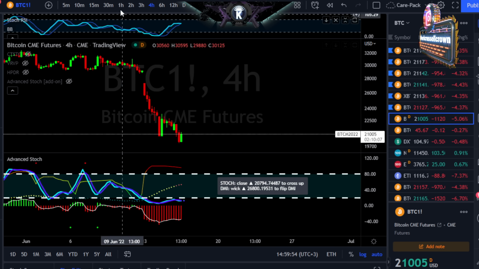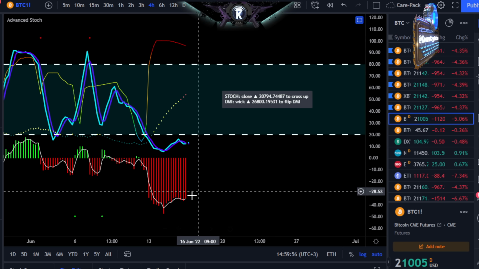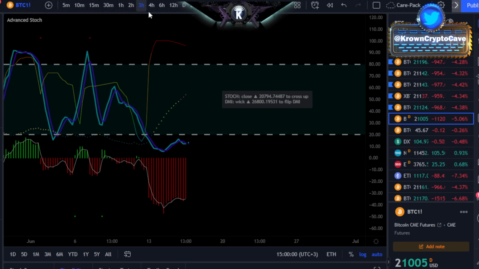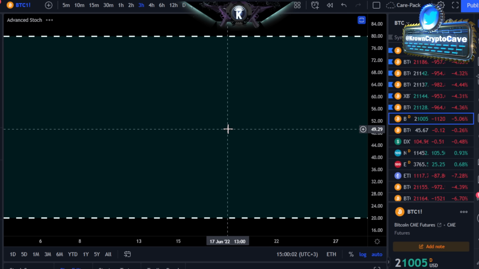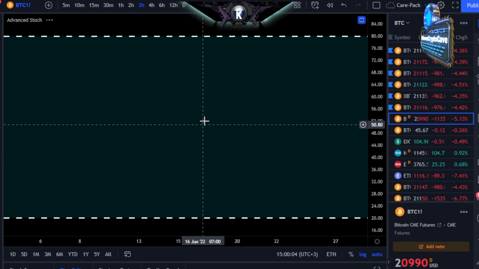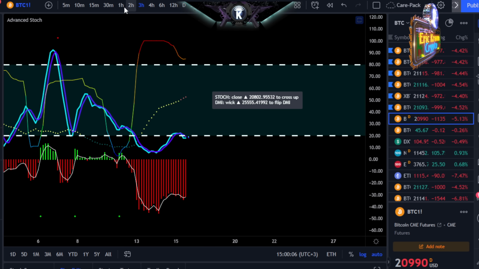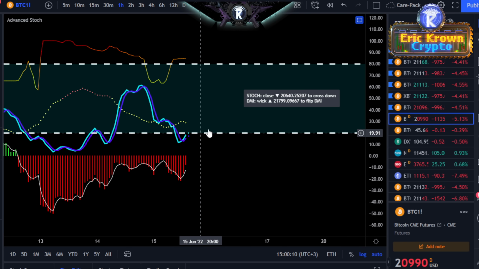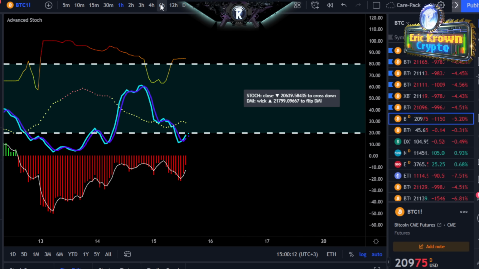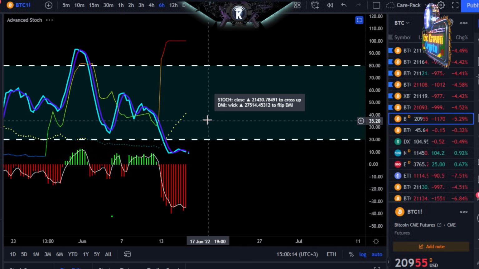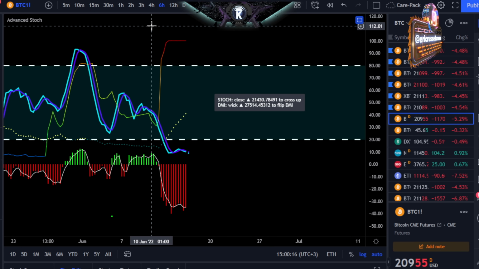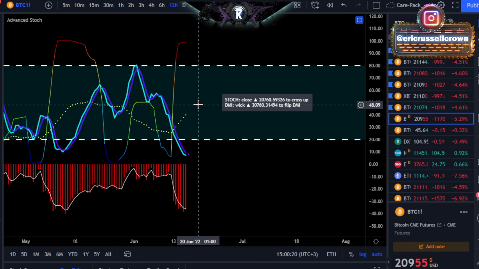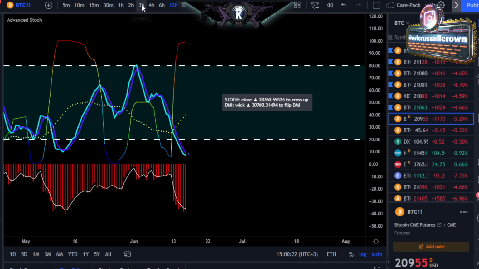So if we go over here to CME stochastic momentum, we will see that 4 hour stochastic momentum is pivoted at 20,800. So keep that number in mind. 3 hour is going to be showing 20,800, so very, very close. Hourly is going to be showing 20,650. Okay, so all kind of in the same area right there. 6 hour is going to be showing 21,430, so a little bit higher, and 12 hour is going to be showing 20,750. So the 6 hour is kind of the odd man out right there.